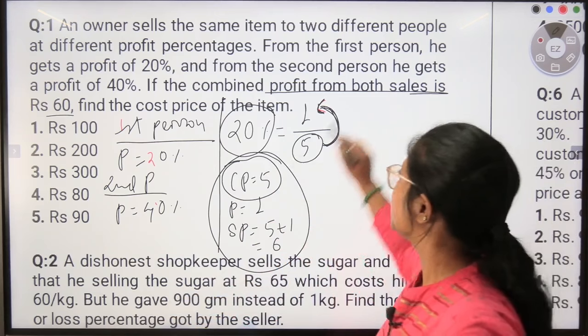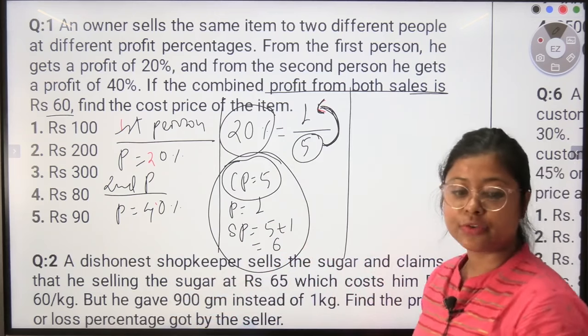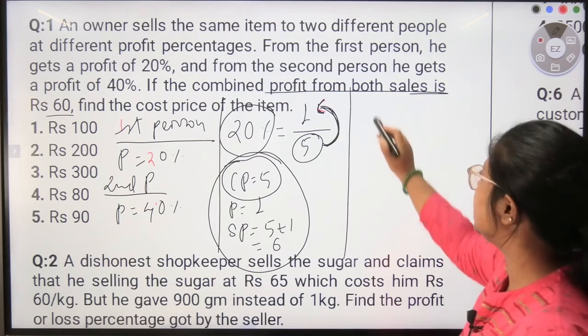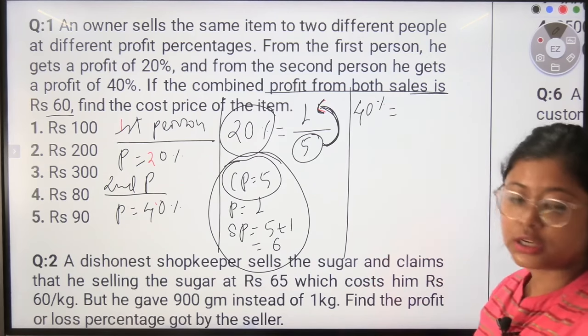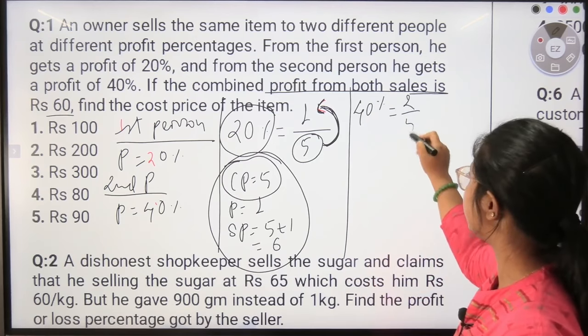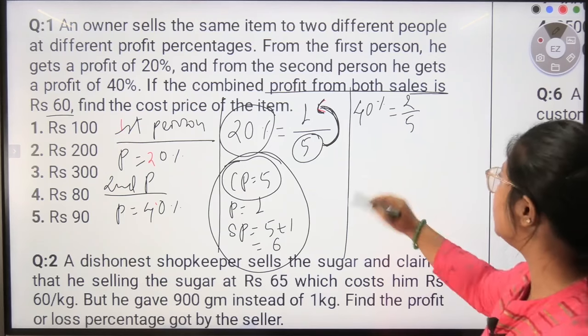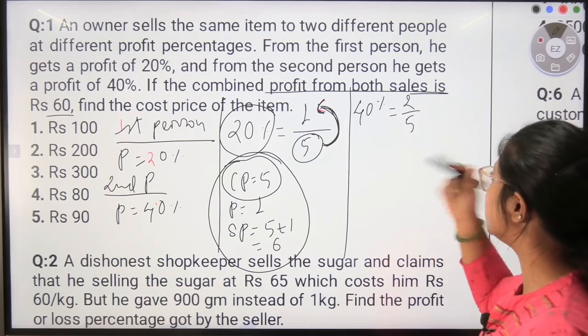And what you are given next? For the second person also, you are getting 40% of profit. So you know 40% is equal to 2 by 5. If you know the fractional value, how can we get back to our fractions?